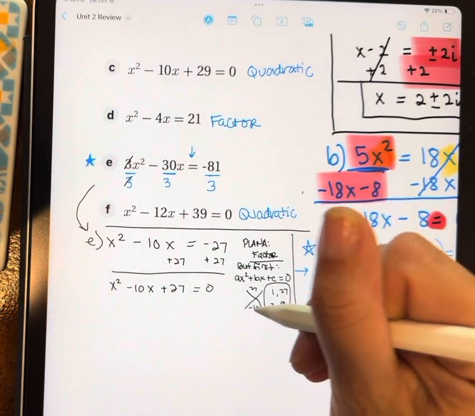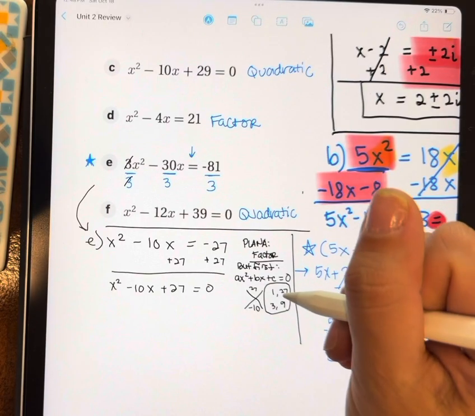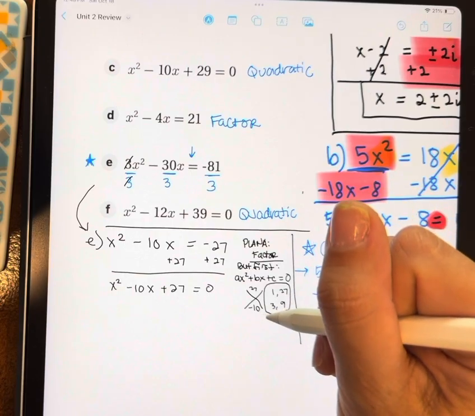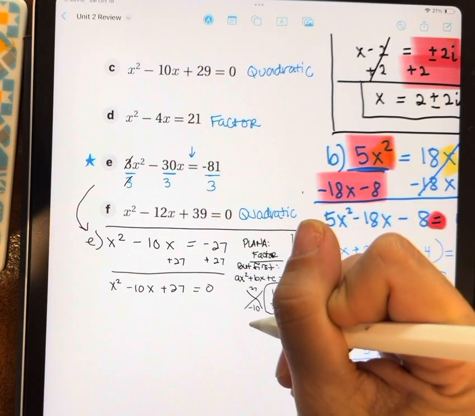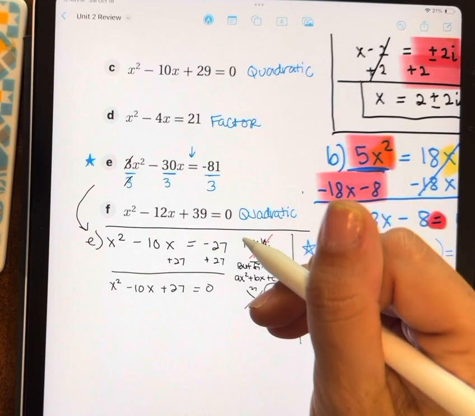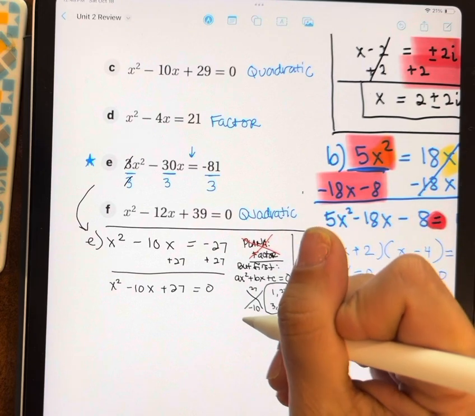But 3 and 9, they don't make 10. They can make 12 or they can make 6 if I add or subtract, but can't make 10. And 1 and 27 can make 28 or 26, but again, not 10. So when this happens, this actually doesn't factor, and my plan A doesn't come through for me. So I need plan B.